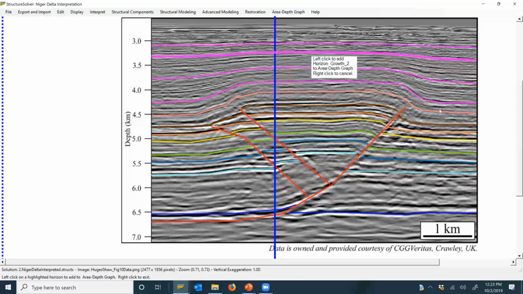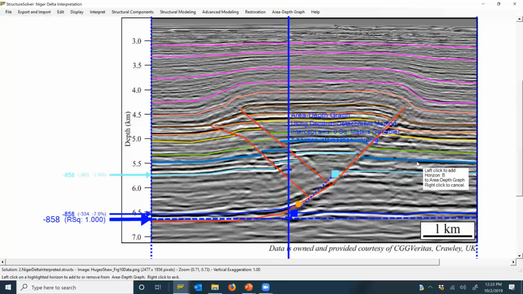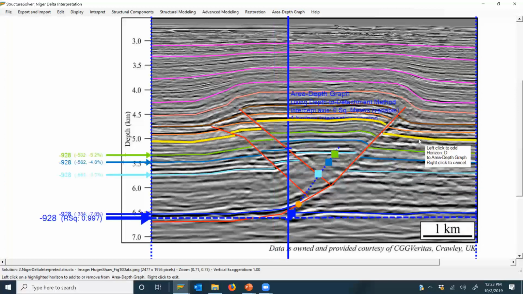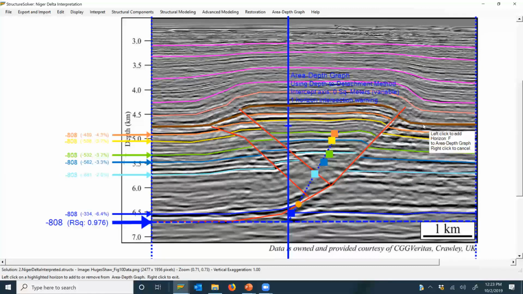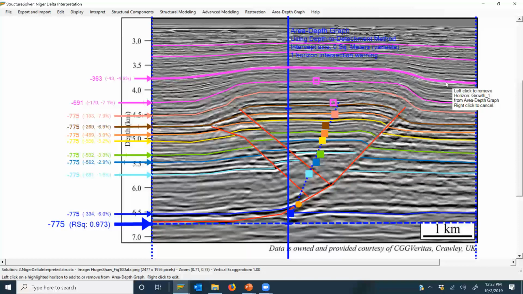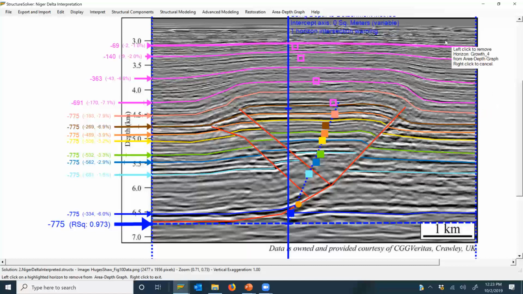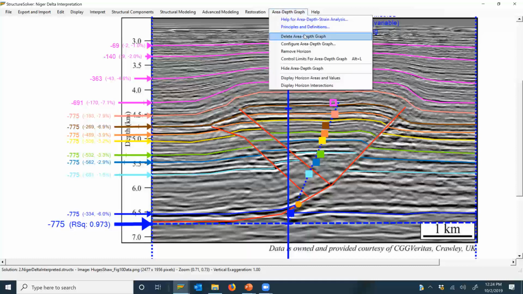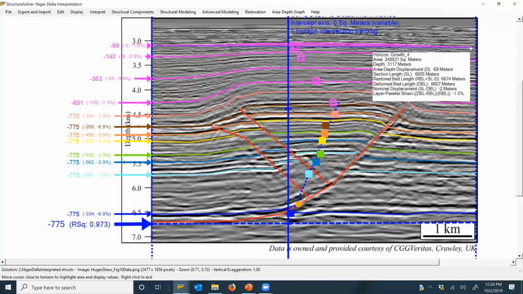So we'll continue adding horizons to our area depth plot, starting from the bottom. The multicolored horizons follow a linear trend where the fold areas decrease with depth. But you'll notice that as we go upwards into these pink horizons, there's a change in the fold area trend. And what we're actually seeing now is the indication of a growth section.